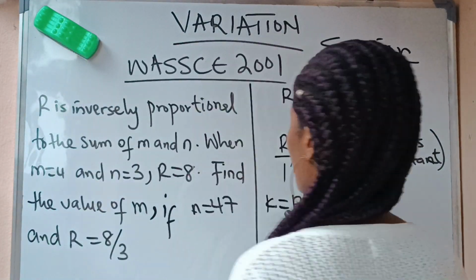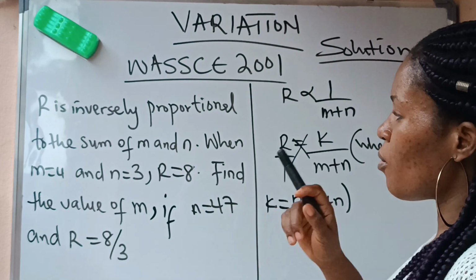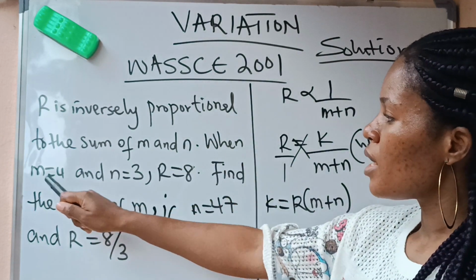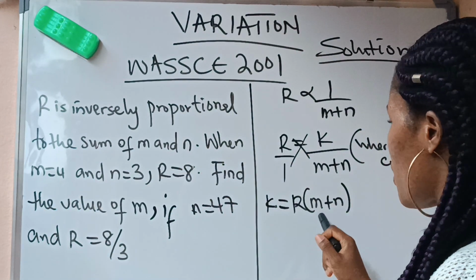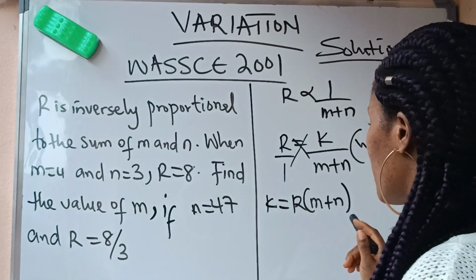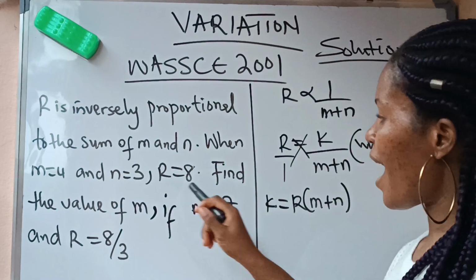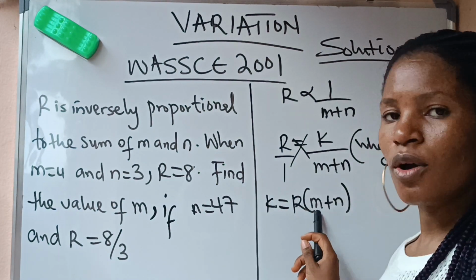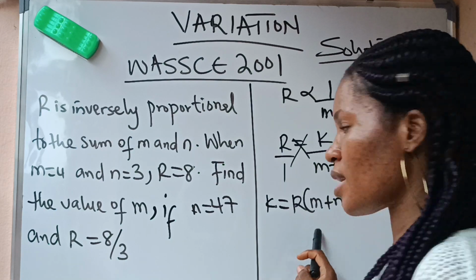Okay, now let us look at those things. I told you they must provide it. They said when m is equal to 4, so this m is 4 here, and n is equal to 3, we have 3 here, that our R is equal to 8. You see, we have our complete variables here.